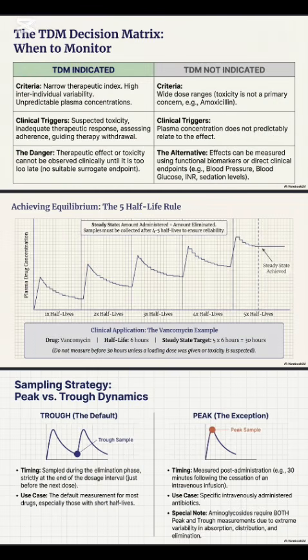So when is TDM really, really important and when is TDM not so important? Well, TDM is very important if the drug has a narrow therapeutic index or therapeutic window, and if this drug acts differently in different people. And also, if this drug can have different plasma concentrations, then it is very, very important to do TDM.